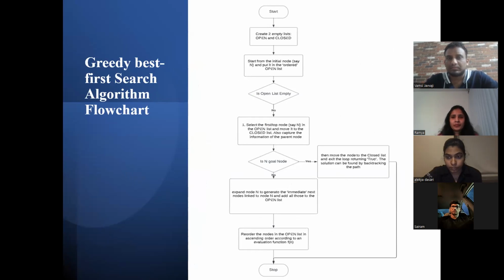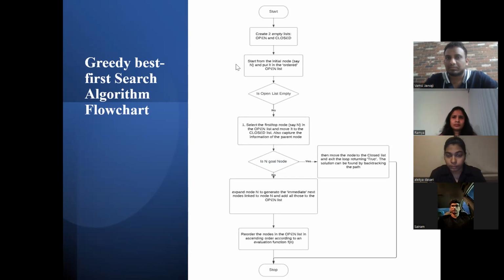Yeah, hi. I'm going to explain the flowchart for the greedy best first search. First of all, we create two lists, open and closed, and we put the initial node in the open list. We check which nodes are connected to the source node, and we traverse to the nearest node to increase the efficiency of the algorithm. Then we check if it is the goal node or has any other nodes. If it is the goal node, we stop the execution.